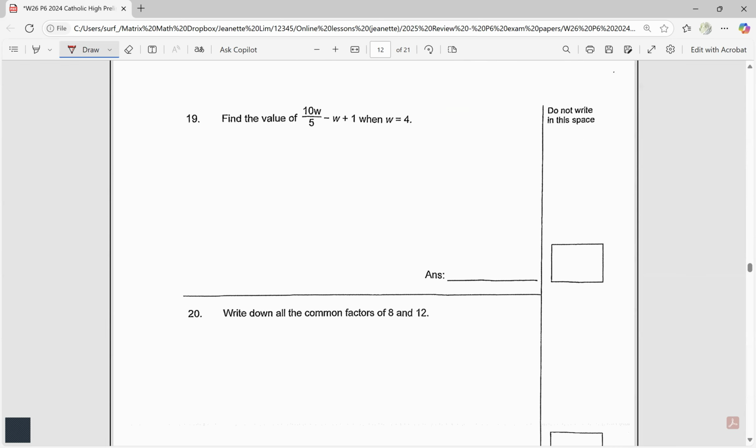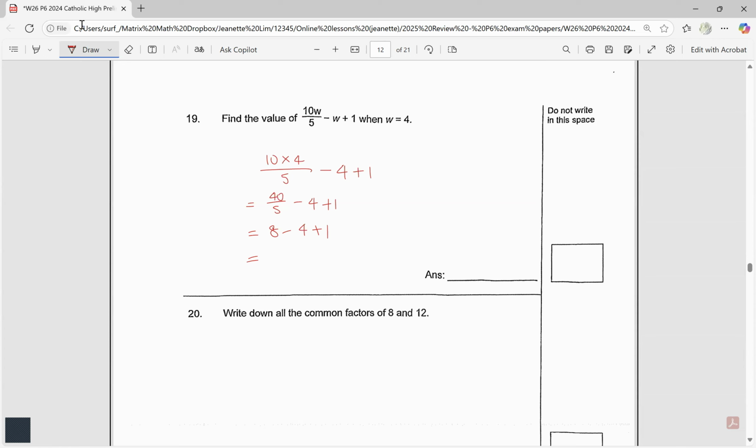Question 19. Find the value of 10w/5 minus w plus 1, and w is 4. So 10w means 10 times w, which is 10 times 4. So you just replace the w with 4. You should not have any more w's in your answer. Okay, if you find that you still have w in your final answer, then something is wrong. Okay, so 10 times 4 first. So 40/5 minus 4 plus 1. We do the fraction first. 40/5 means 40 divided by 5, which is 8 minus 4 plus 1.